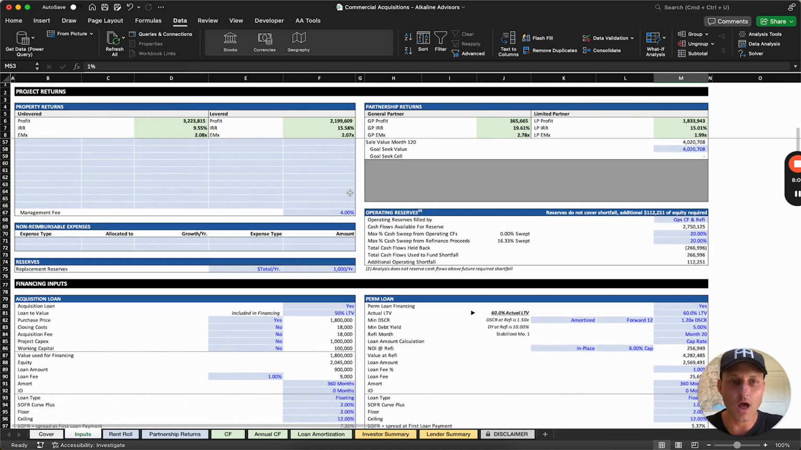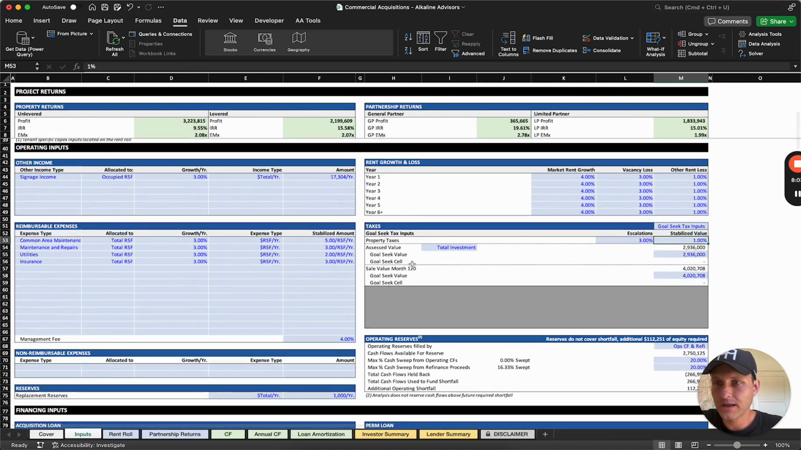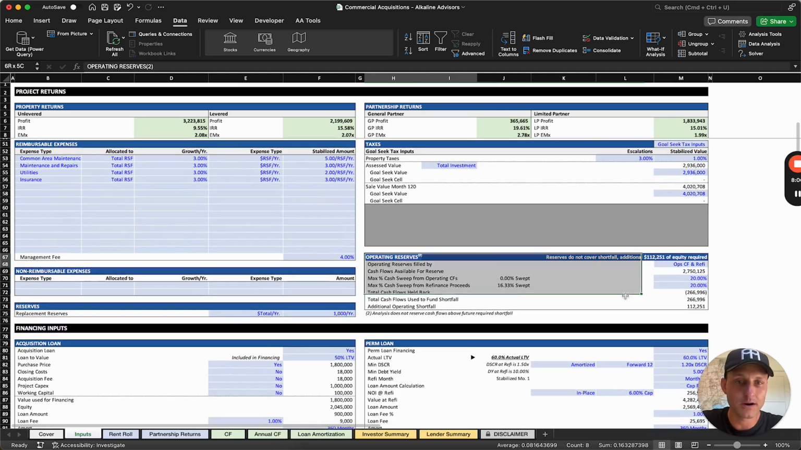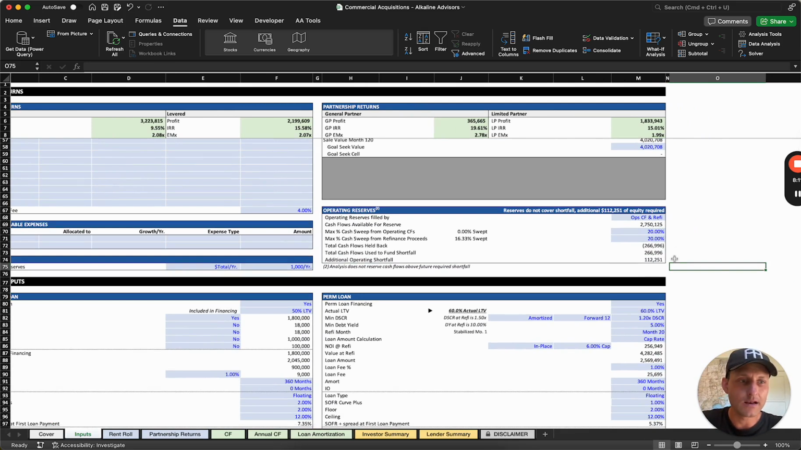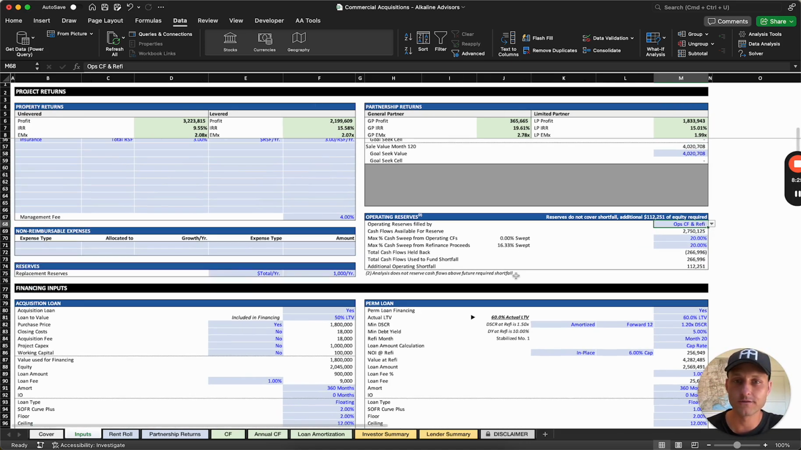Okay, and then the other portion of the operating inputs on the inputs tab is this operating reserves bucket. This is a pretty cool feature. We've built it out so that you can capture in an operating reserve bucket whatever your potential shortfall might be at an operational level. And I'll explain what that means in a second. So if you don't want to build out your reserves, now, by the way, we have a replacement reserves section. This is more so just on a daily or a monthly basis, sweeping however much per year, whether it's a total amount or based off of square footage.